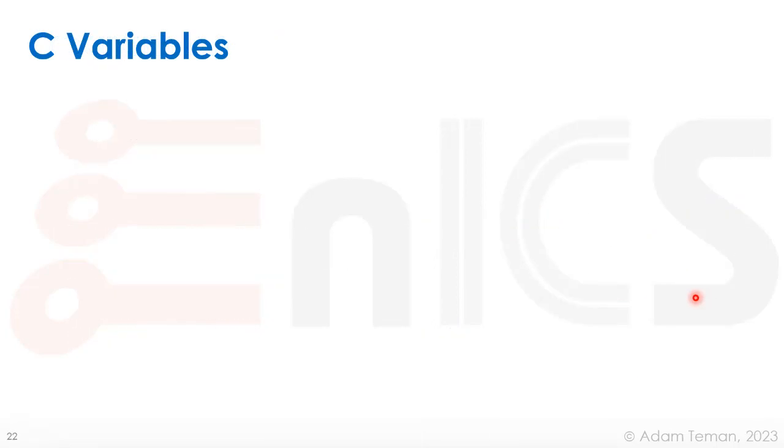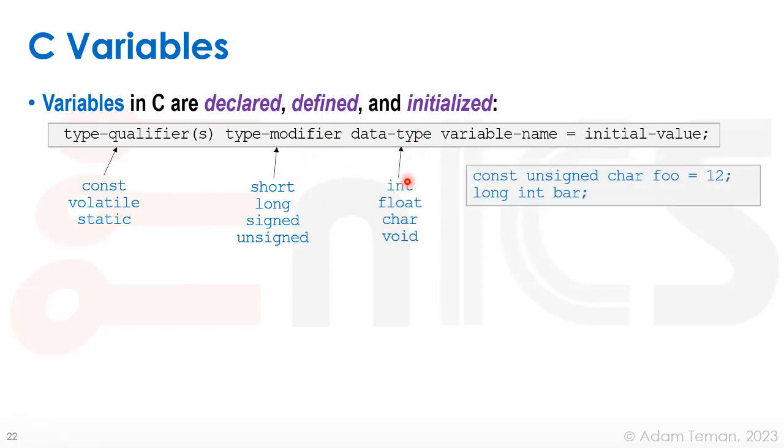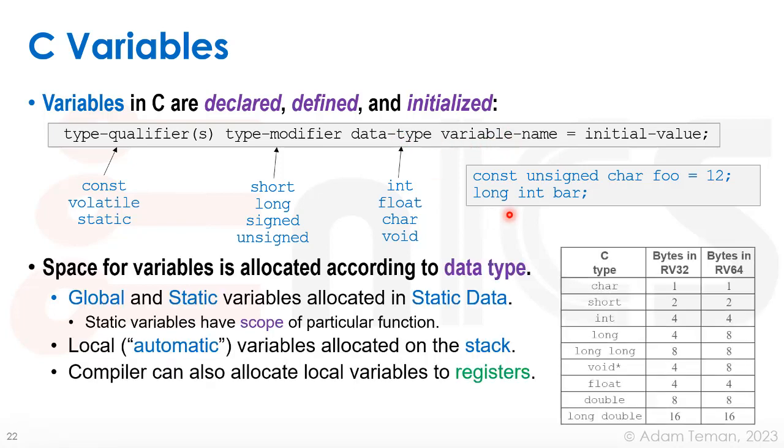So let's look at variables in C. Variables are declared, defined, and initialized in C. They have a type qualifier such as const, volatile, and static. They have a type modifier such as short, long, signed, and unsigned. They have a data type such as int, float, char, and void. They have the variable name, and they may have an initial value. Examples of this are const unsigned char foo equals 12, or long int bar. Those are two examples that use some of these, and some of them they don't use. What you have to have is a variable name and a data type, of course.